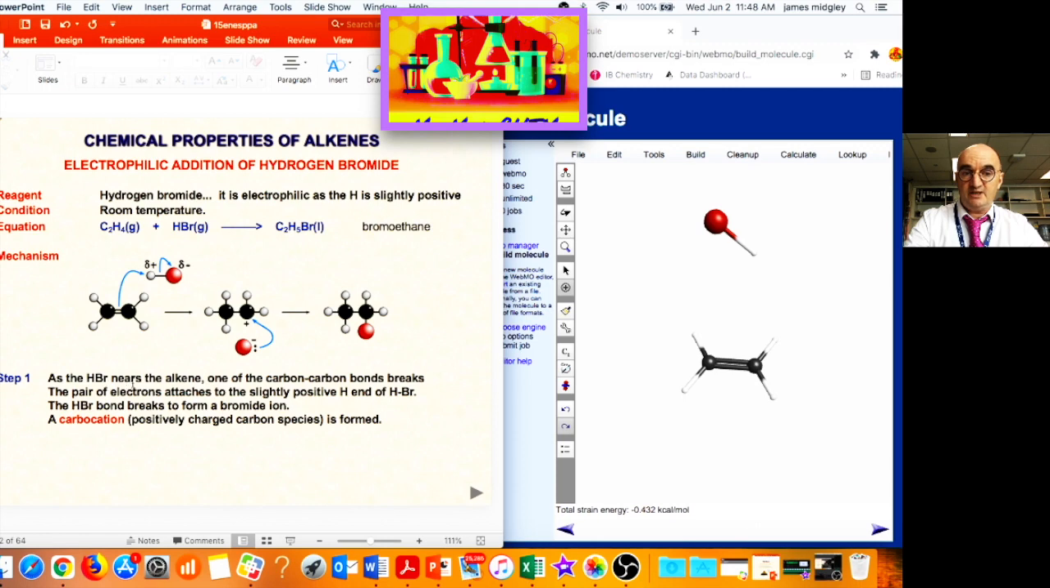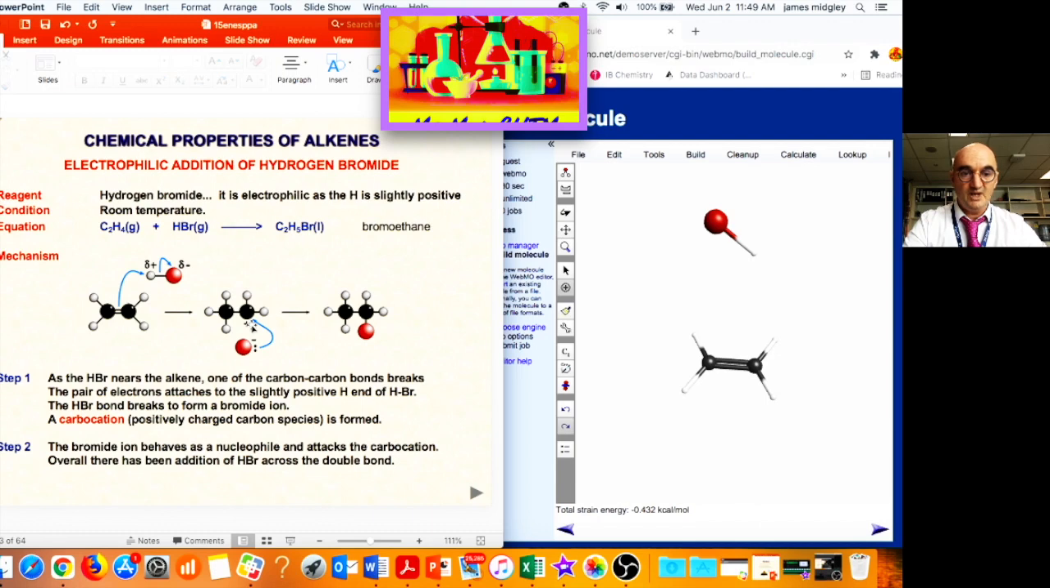Steps, the HBr nears the alkene. HBr nears, yes. The pair of electrons attaches to the slightly positive end of the HBr. Yes, it does here. It leaves a positive charge on the carbocation. Then the bromine, fast step, bumps straight onto there. Bromoethane is your product. The bromide is the nucleophile and attacks the carbocation. Nucleophile loves positive nucleus, positive sites.